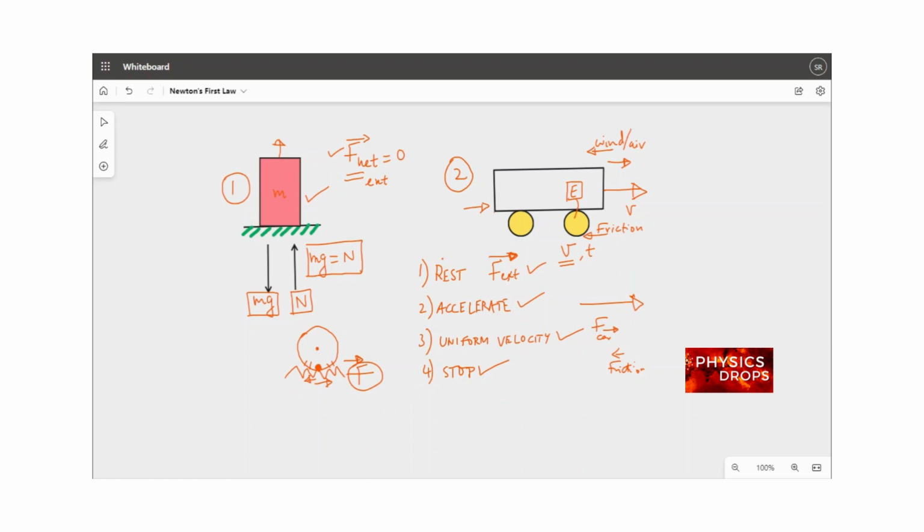So this is what Newton's first law states. Objects continue to remain in uniform motion or in the state of rest unless there is an external force acting on them.